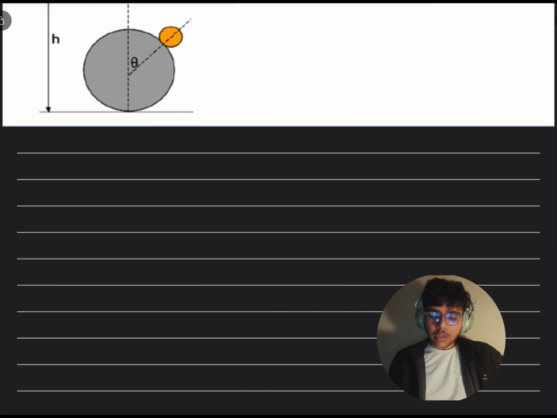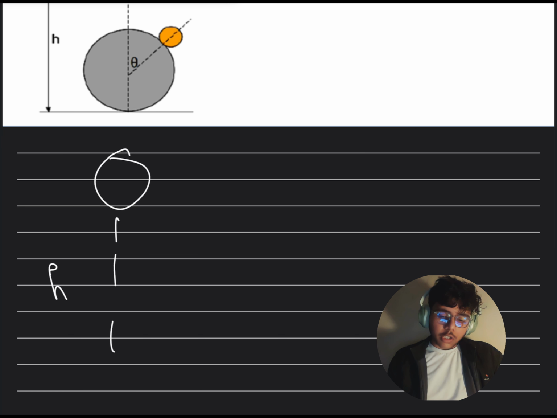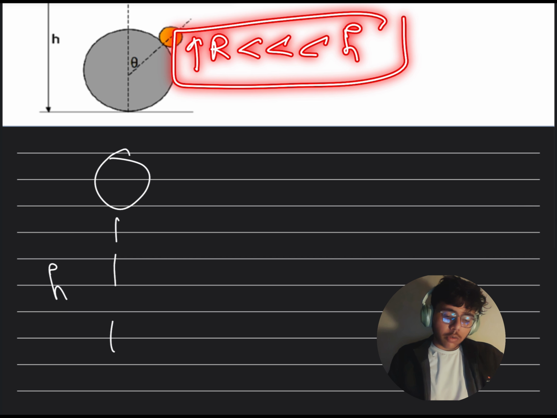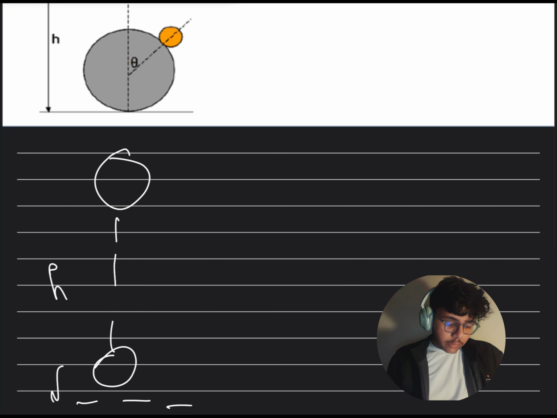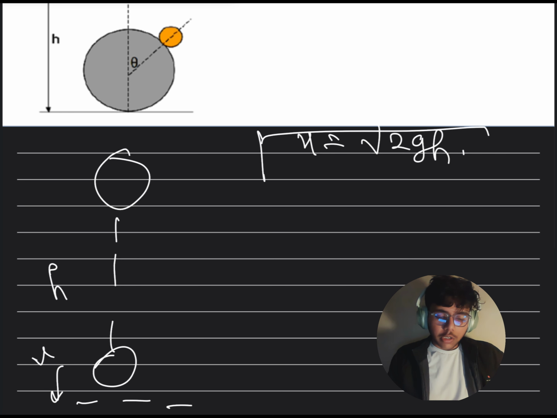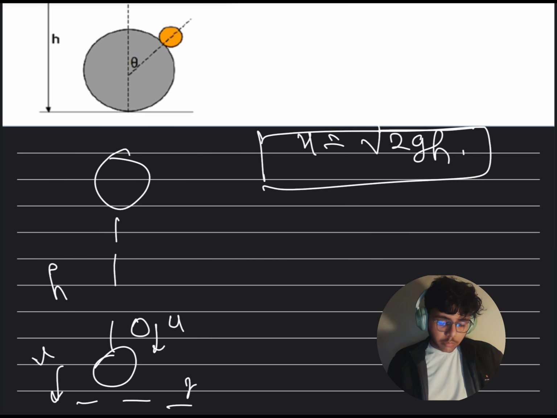Because that large ball is falling from a height h, and in the question we are given that this radius r is very small compared to h, we have to ignore the radius of the balls. Before it collides with the ground, it would have some velocity u, and from the basics of kinematics, we know that it would be under root 2gh. The smaller ball would also be falling with u before all collisions.